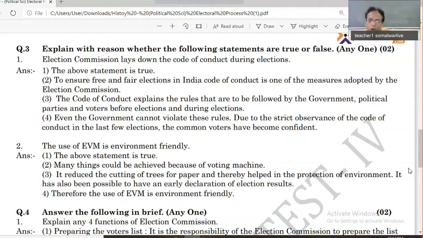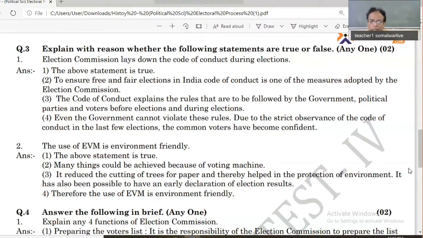Again, it should be point-wise, not in paragraph. Be careful, otherwise your half mark or 1 mark can be reduced by the valuer. Such kind of mistakes should not be committed. Okay, so to ensure free and fair election in India, code of conduct is one of the measures adopted by the election commission. This is the answer in support of that.